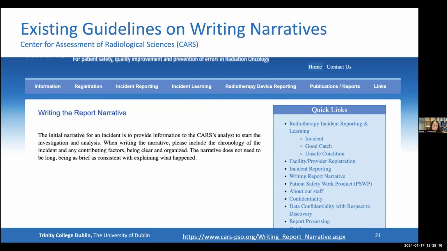In terms of other guidelines, as part of the preparation for this presentation, I looked up a few of the more prominent reporting and learning systems nationally and internationally, mostly internationally. So this is from the US perspective. The Center for Assessment of Radiological Sciences is a client reporting and analyzing reporting and learning system in the US, which means that institutions send their reports externally for analysis. They have some guidance. They highlight the importance of chronology, which fed into our final recommendations, and also contributing factors, being clear and organized. It doesn't need to be long, but should be as brief as is consistent with explaining what happened.